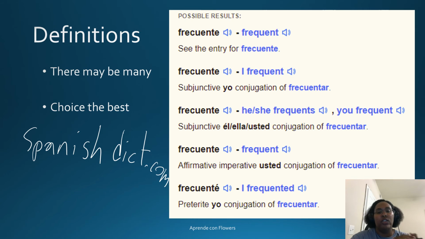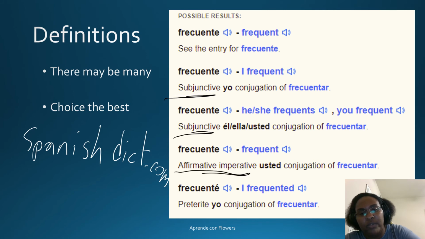It also tells you, as you can see here, we have the different conjugations. We have the subjunctive, we have the affirmative imperative, the preterite here. All those will make more sense to you when we get there, but for right now, use SpanishDict as a helping tool to help you know where your stresses are.